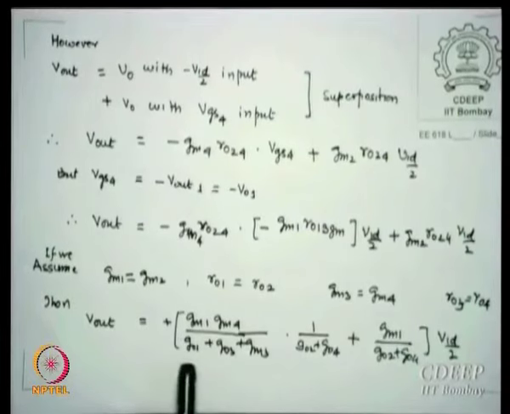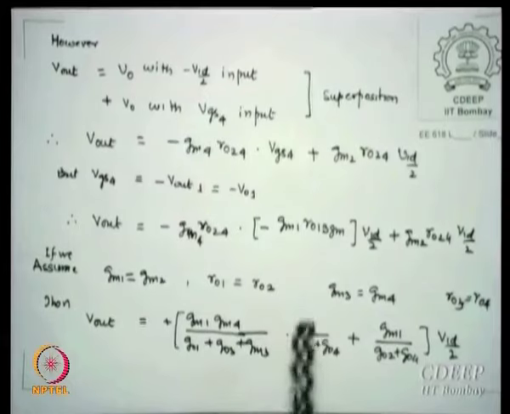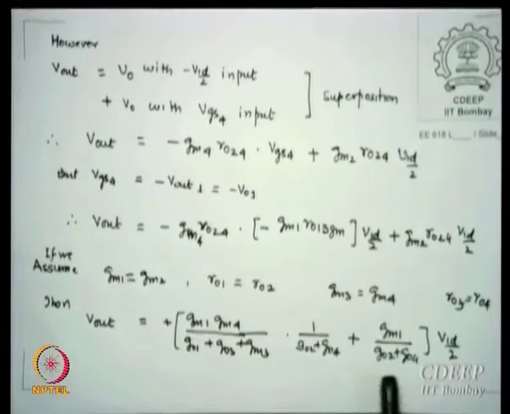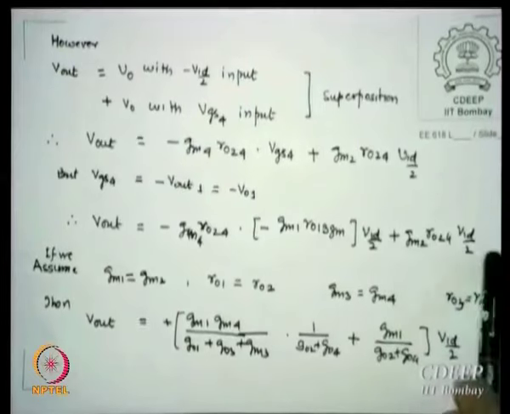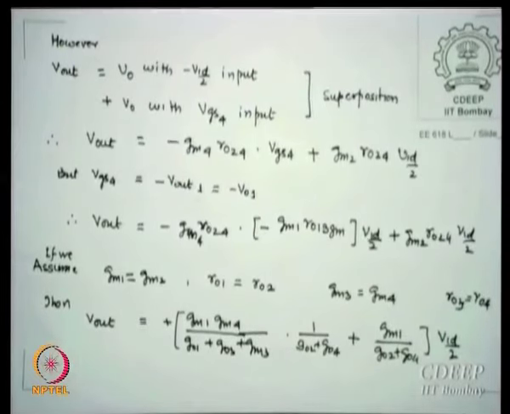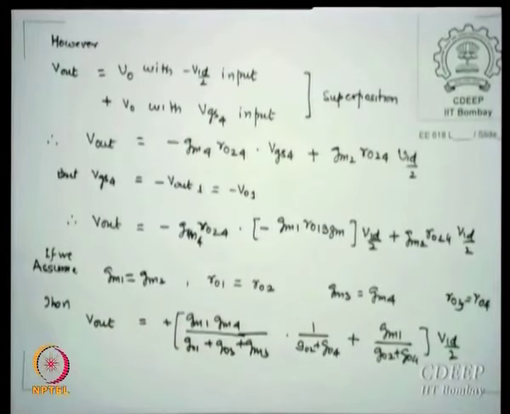So, GM1 by GM2 upon GO1 plus GO3 plus GM3 plus 1 upon GO2 GO4 in plus the second term, which is for the VID by 2, is GM1 by GO2 plus GO4 into VID by 2. So, once I get the relationship between Vout and VID by 2, I can always calculate Vout by VID, which is essentially the gain of this single ended differential amplifier in difference mode. Is that correct? This is not a common mode gain, it is difference mode gain, AVDM. This is essentially an AVDM case.